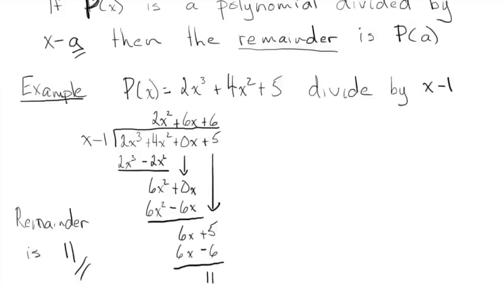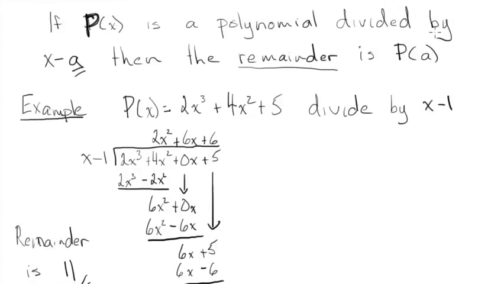Okay, let's go back to the theorem. The theorem told us that if p of x is a polynomial divided by x minus a, then the remainder is p of a. Well, we know the remainder is 11. So what the theorem is telling us is that we could also get the remainder by evaluating the function at a. Well, what is a? A is this number here. A is equal to 1.